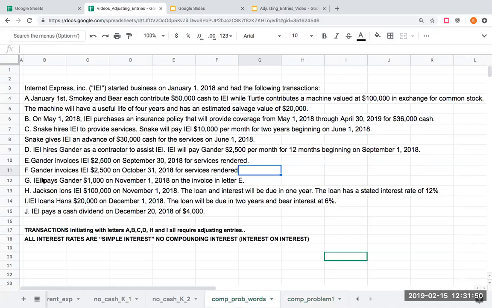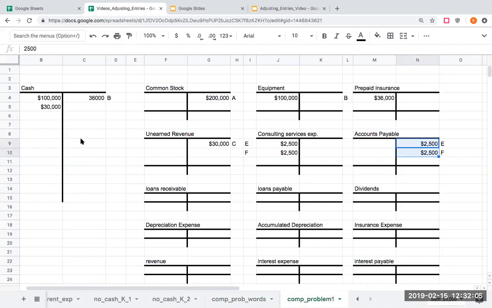So it's E and F. Notice here we are not doing any adjusting journal entries. We first need to do this part. So here, IEI pays Gander $1,000 on November 1st on the invoice in letter E. What I'm going to do here is decrease my cash, and then I'm going to debit accounts payable for the $1,000.